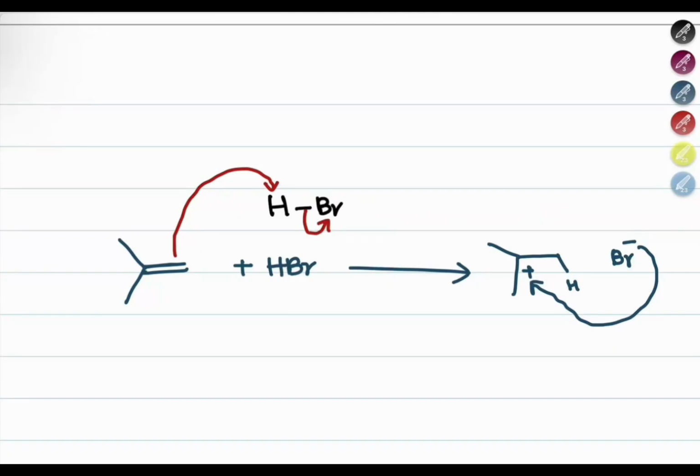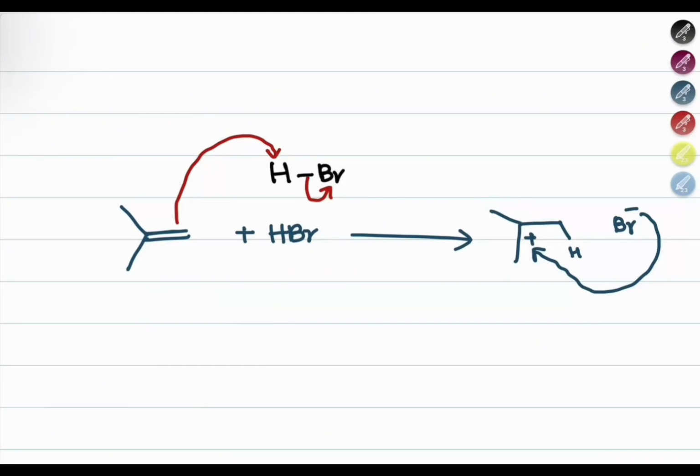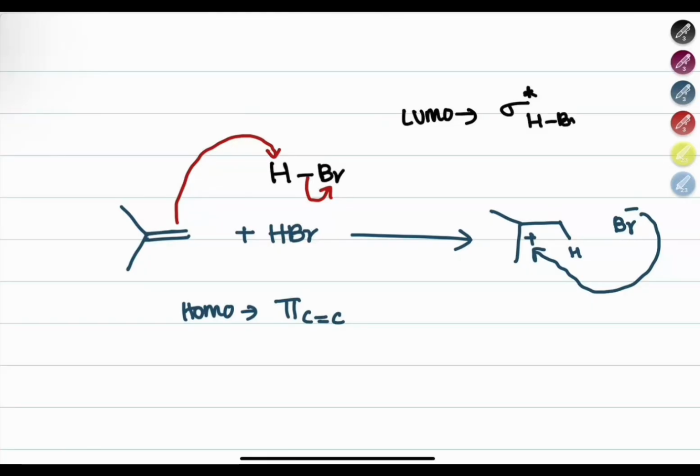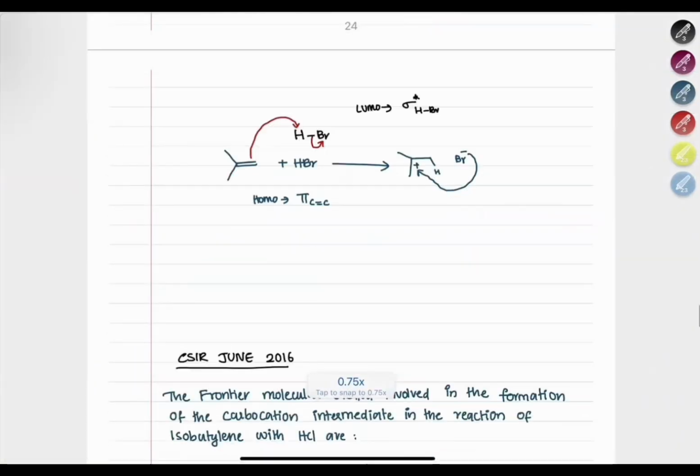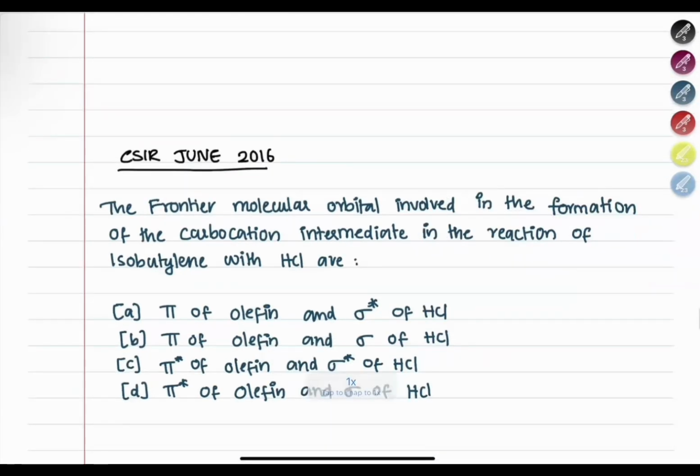Here we need to find from where to where the electrons are moving. So the first step is movement of pi electrons. Now the electrons in the pi bond took part in the reaction. That means here the HOMO is the pi orbital. The pi orbital between C double bond C is the HOMO in our molecule. Now the bond has broken in between H and Br. That means LUMO is the sigma star orbital of HBr. Okay.